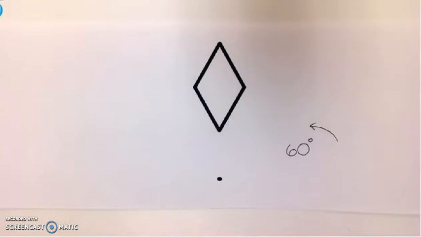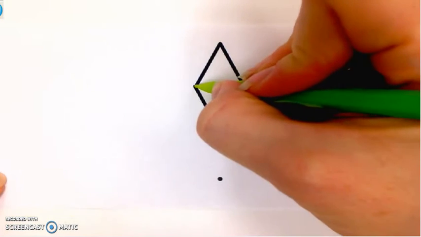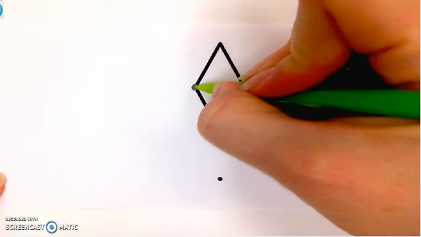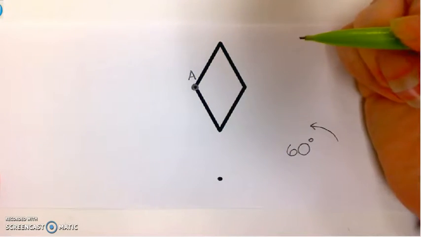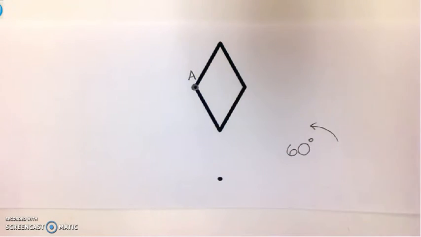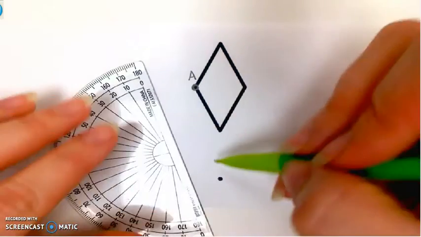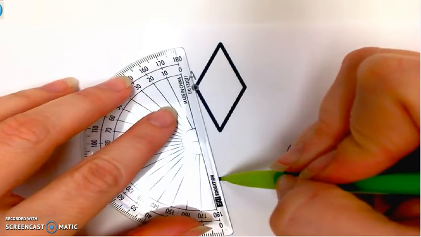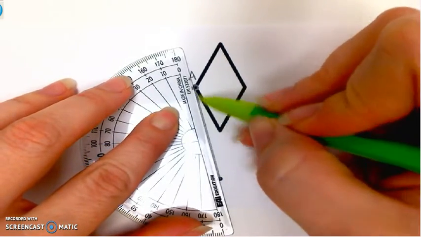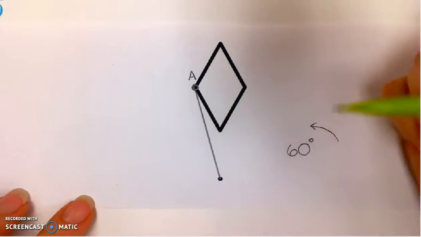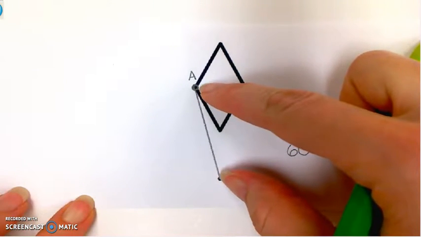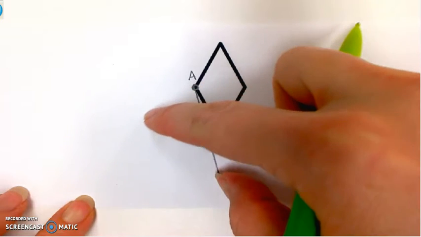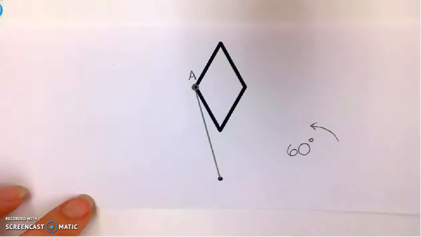Alright, so how are we going to manage this? Probably the easiest way is to go point by point. So let's pick a point to start with. Maybe we want to start with this point right here. I think we should even label it point A. And so what I'm going to do is connect this to my center point so I can picture that rotating. So if I wanted that line to rotate 60 degrees, I would picture it coming over to here.